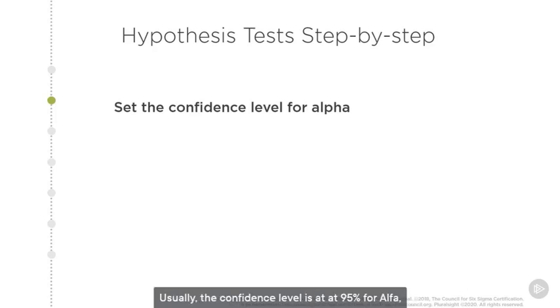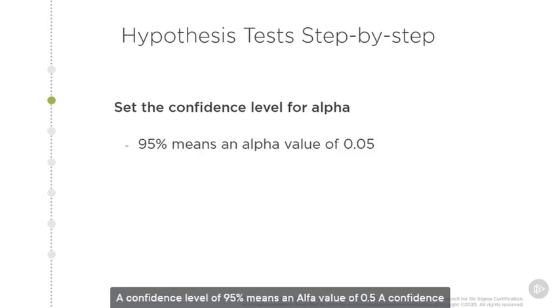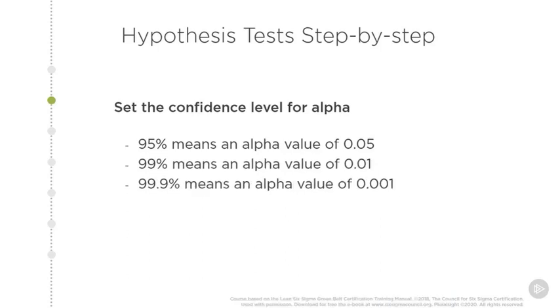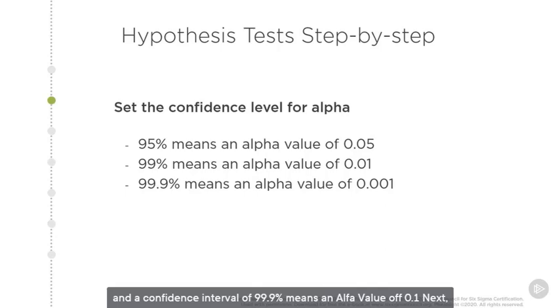Usually the confidence level is set at 95% for alpha, but other common settings are 99 and 99.9%. A confidence level of 95% means an alpha value of 0.05. A confidence level of 99% means an alpha value of 0.01. And a confidence level of 99.9% means an alpha value of 0.001.